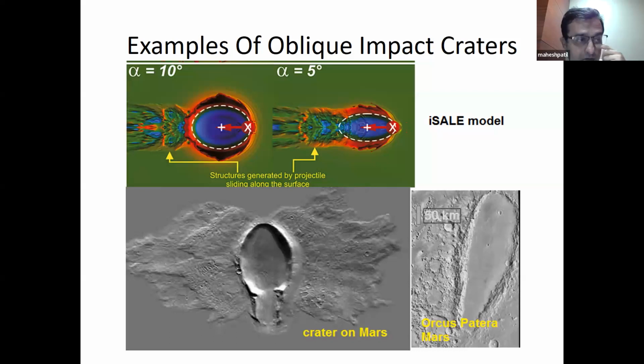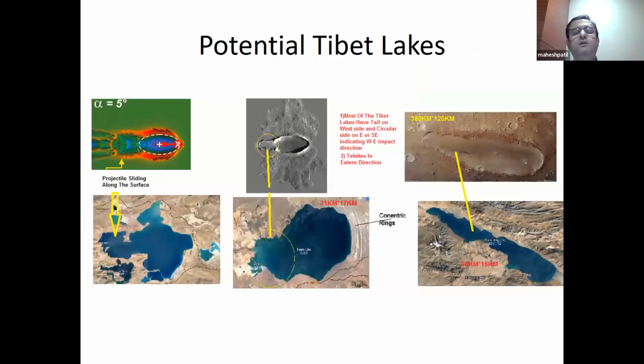I think after Schultz, nobody has worked on oblique impact. Schumacher was a believer, but unfortunately passed away in an accident. And after that, work around craters has been limited to whatever we worked initially during the Apollo mission. Our understanding has been limited to that. So now if we look at some of the Tibet lakes, they have some interesting features.